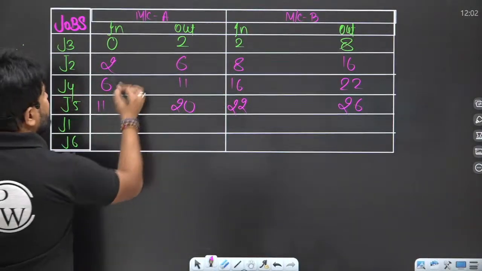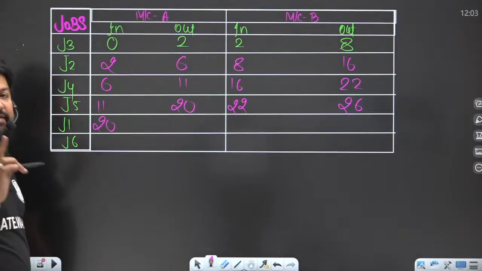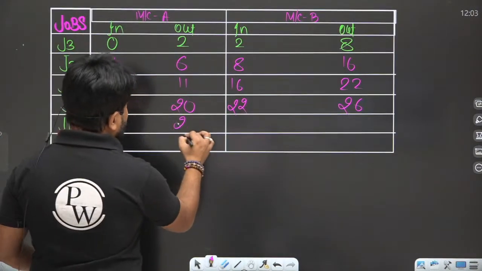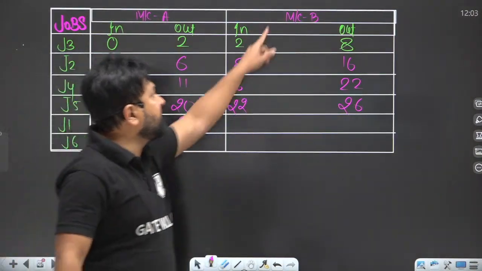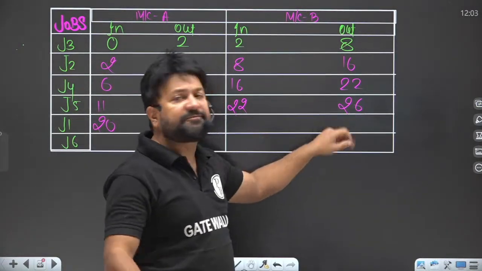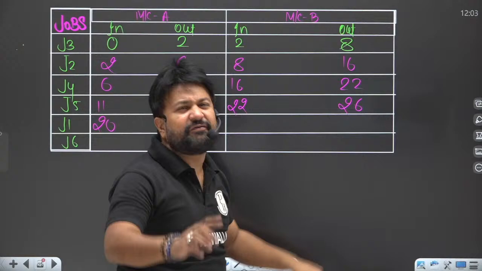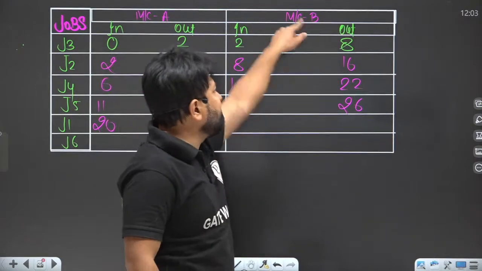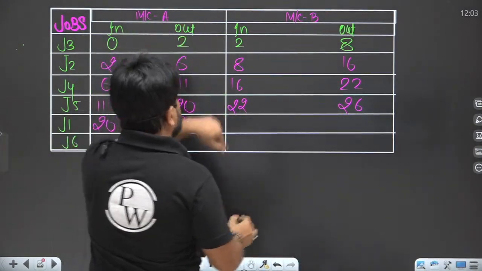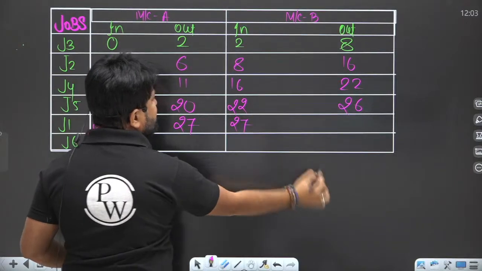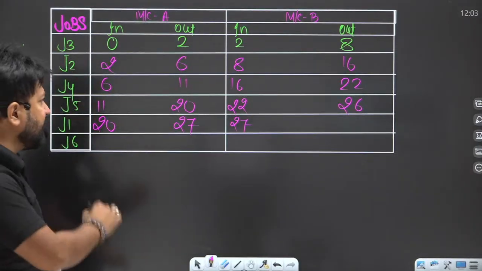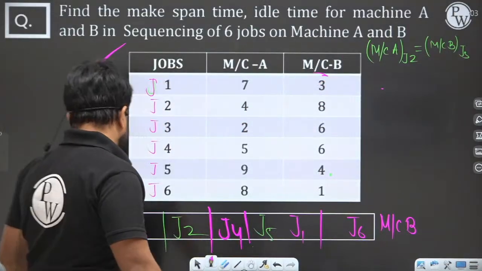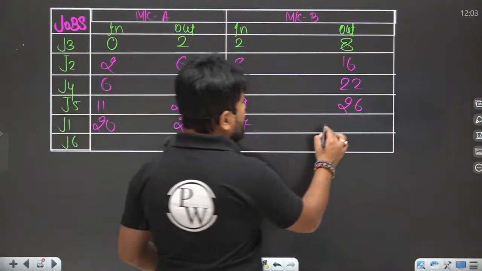Again, J1 will be loaded on machine A at 20. J1 has a processing time of 7, so it will come out at 27. Here machine B is free at 26, so machine B will wait for 1 minute. So J1 will be loaded on machine B at 27. This is a twist, are you getting it? J1 has a processing time of 3 on machine B, so it will come out at 30.